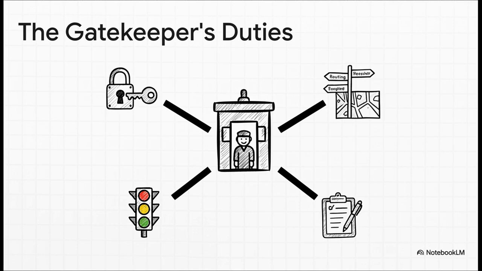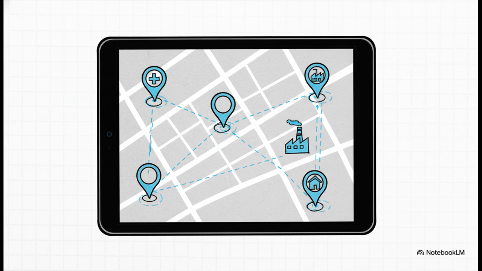And this gatekeeper is busy. It has a ton of important jobs. It checks your ID to make sure you're allowed in. That's authentication. It gives you a map to the right building. That's routing. It does crowd control to prevent a stampede from overwhelming any one service. That's rate limiting. And it keeps a log of everyone coming and going. All this boring but essential work is handled right at the gate, so the individual services don't have to worry about it. Okay, next stop on our tour.